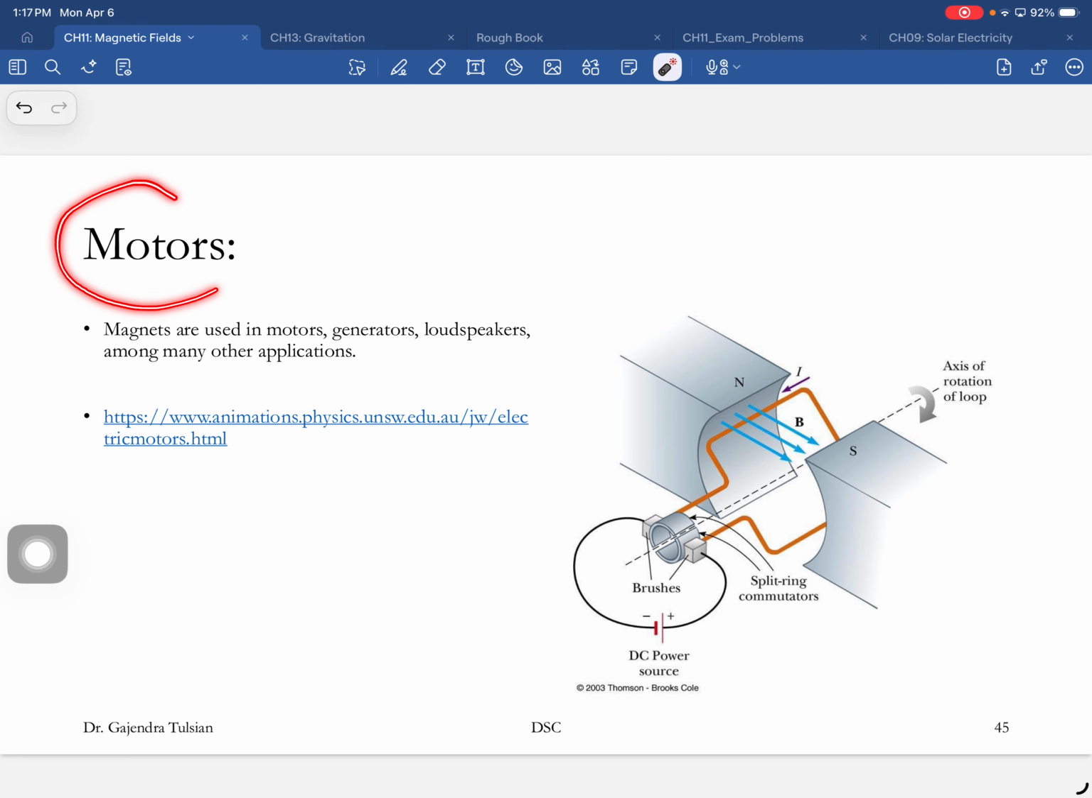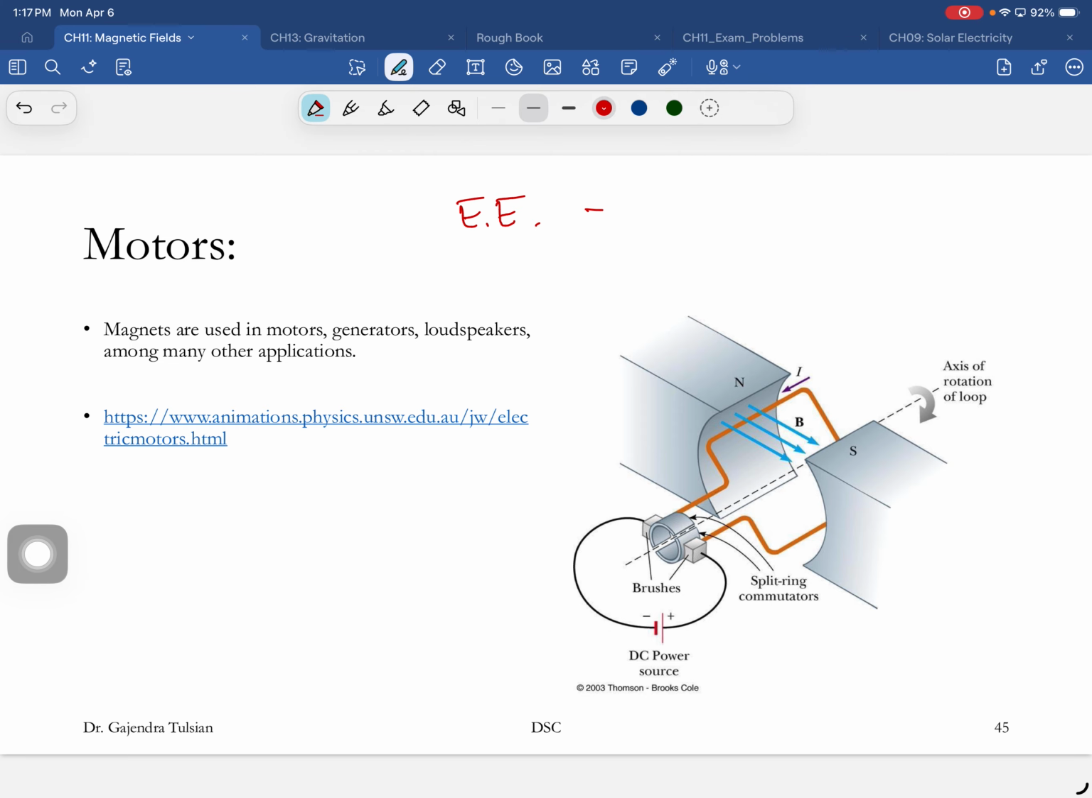So, what is an electric motor? Convert electrical energy into mechanical energy. That's right. So, an electric motor converts electrical energy to mechanical energy. And you just learned the secret of how it does.